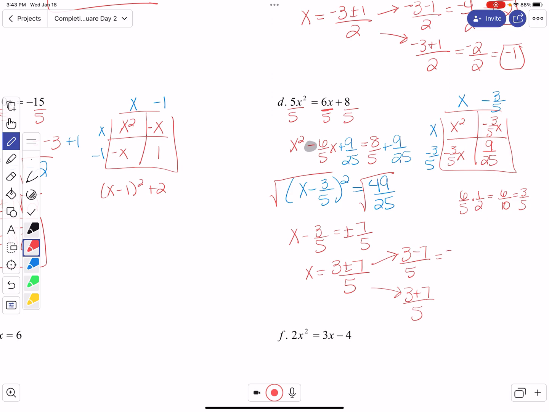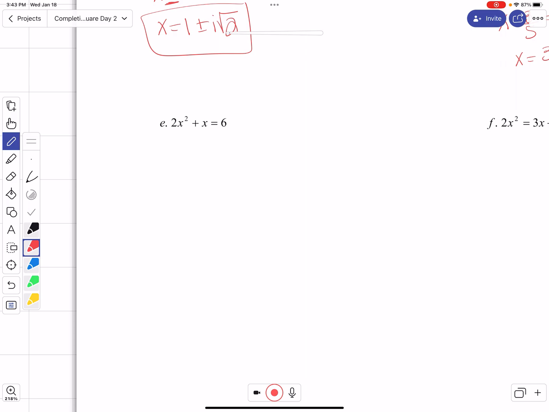So 3 minus 7 is negative 4 over 5. I can't do anything else with that. And then 3 plus 7 is 10 over 5, which is 2. Okay, so this one I'm dividing everything by 2. So I have x squared. This is going to be a 1/2. Leave my space, and that becomes a 3.